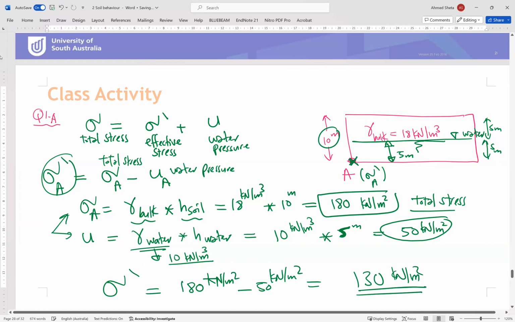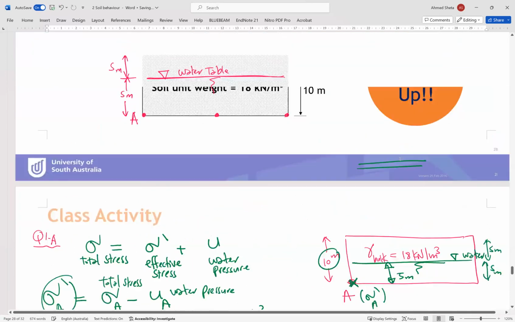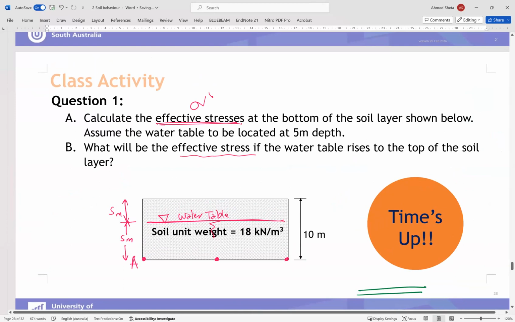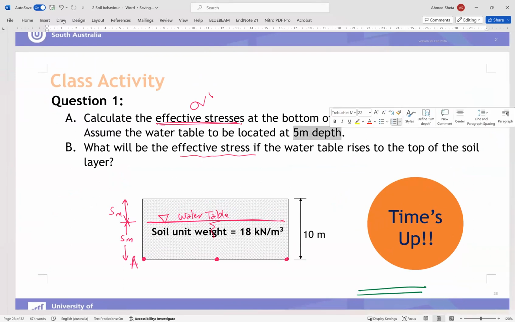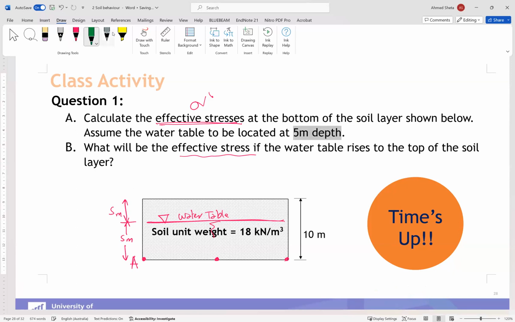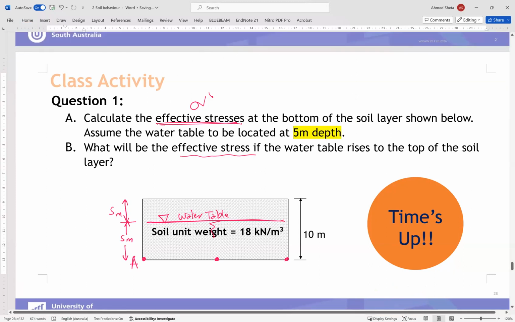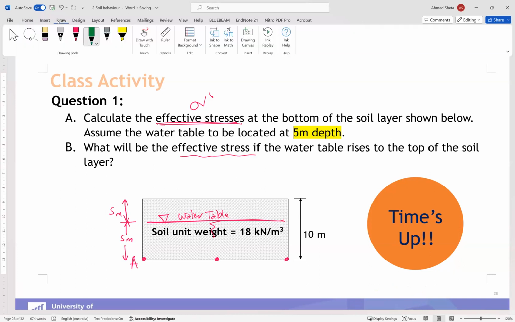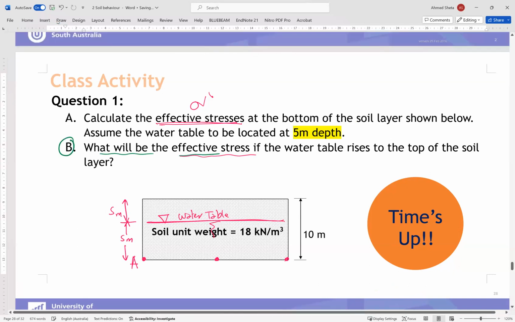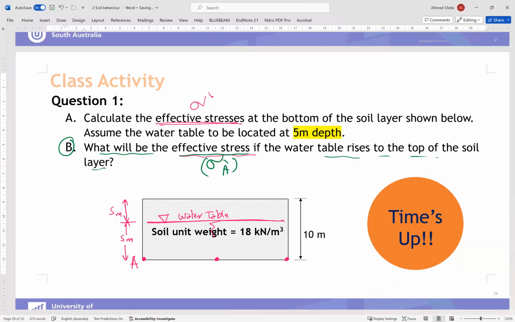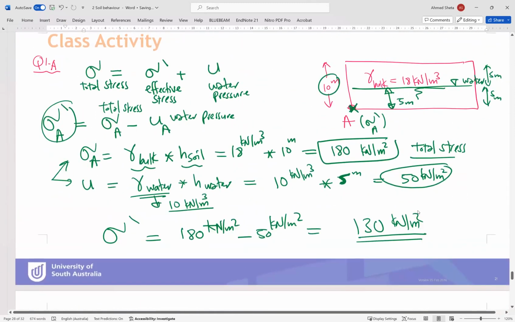So this was our first requirement, if the water table was at 5 meter depth. Okay, what is the second requirement? The second requirement is to find a similar effective stress at A, but if the water table rises to the top of the soil layer, so the water height will rise from 5 meter to 10 meter. This is the idea in part 2.